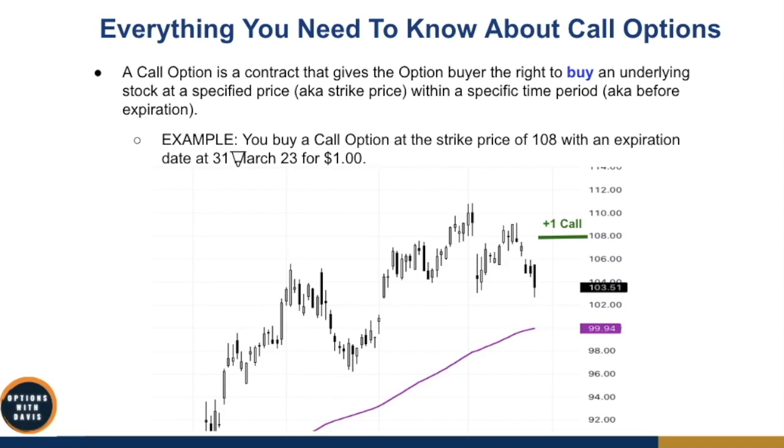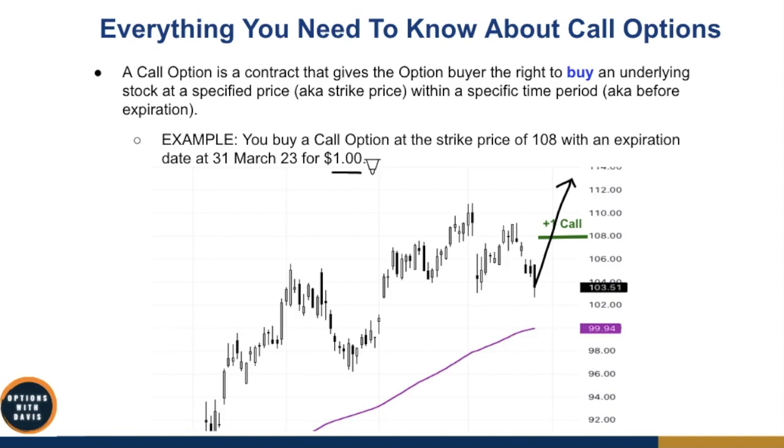Okay, so here's an example. So let's say you buy a call option at the strike price of $108 with an expiration date of 31st March 23 for $1, right? So this is the current price right now, which is $103.51. And then you speculate, you think that the market will really go up, right? So you decided to buy the $108 strike price for this call option, and you pay $1 for it.